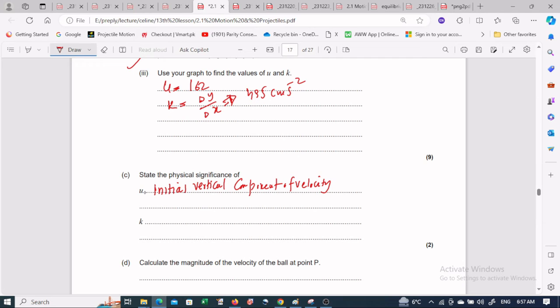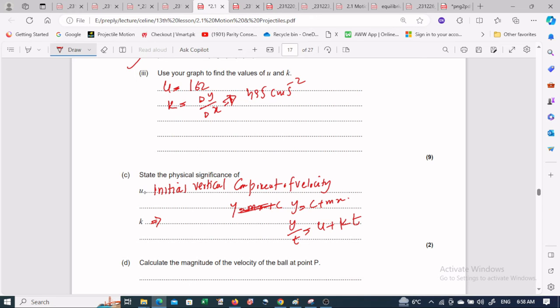K is equal to... first of all we have to find the k. In order to find the k, we just compare this equation with y is equal to mx plus c, or actually y is equal to c plus mx. Now we have the same kind of equation, y over t is equal to u plus kt.